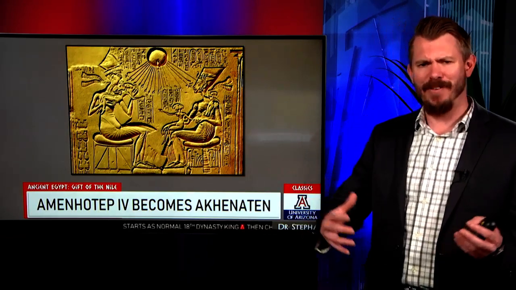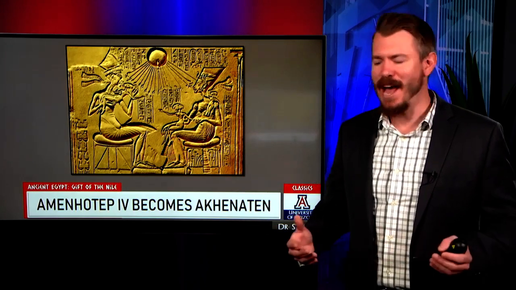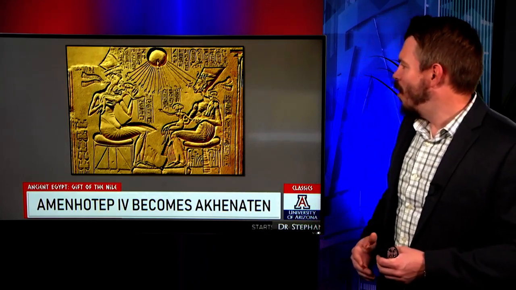Okay, so everything's running really, really well, all right? So Egypt is strong, they're expanding, kingship is strong, we've even got a female pharaoh, things are good. And then in the middle of the New Kingdom, in the middle of the 18th dynasty, things get absolutely crazy. So we get this guy, Amenhotep IV, who decides to change everything, all right?